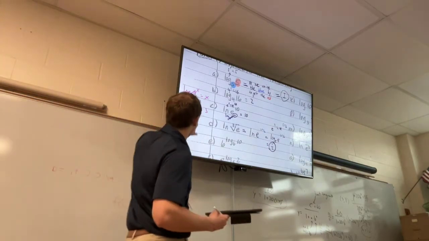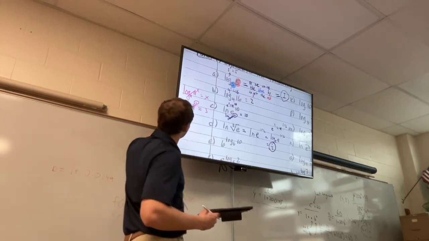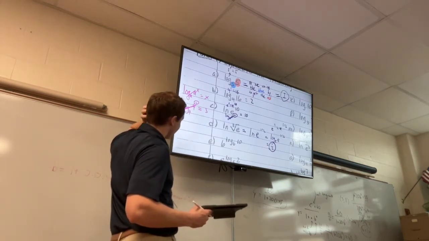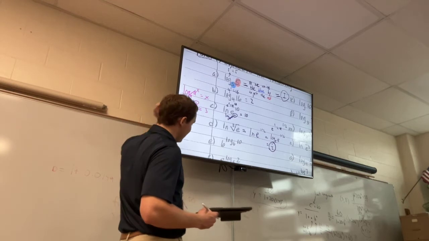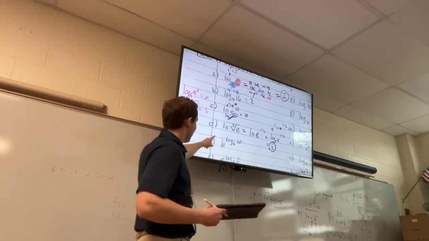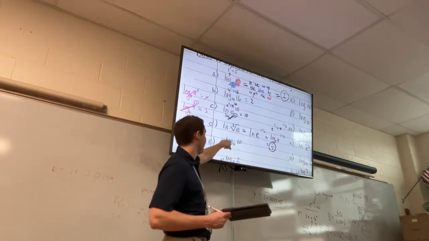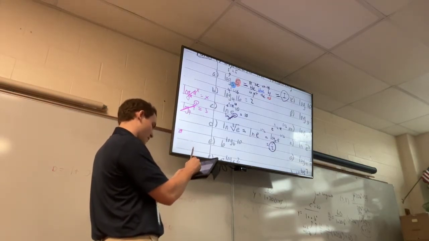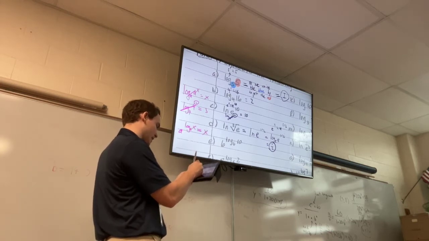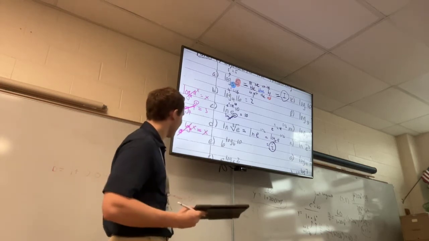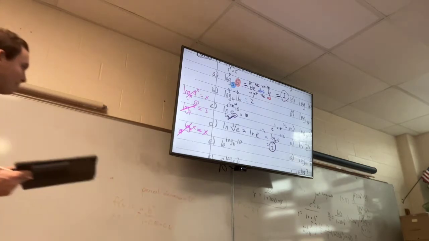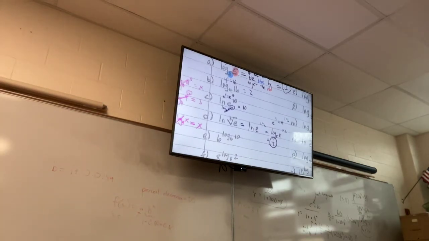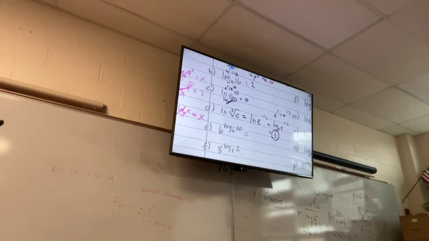So similarly, these are going to cancel out too. When you have a number a raised to the log base a of x, that just equals x. These cancel out. So 6 to the log base 6 of 10 would be equal to what? 10. These are going to cancel out.